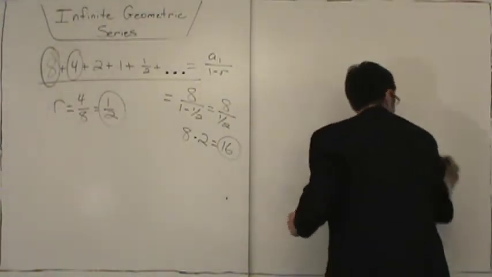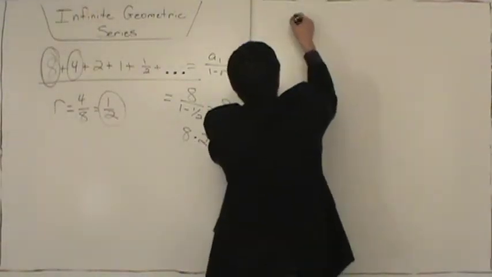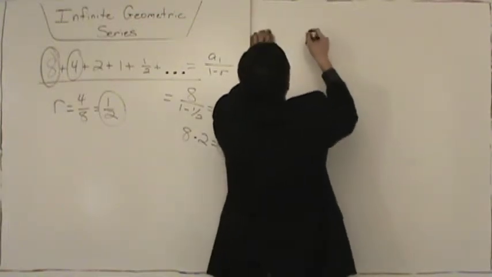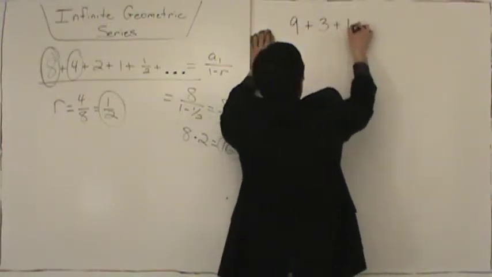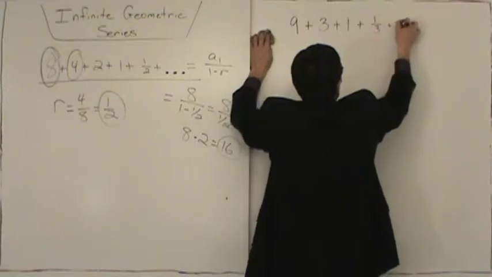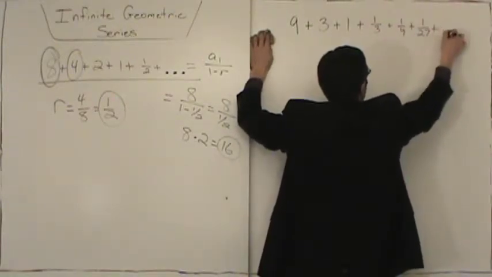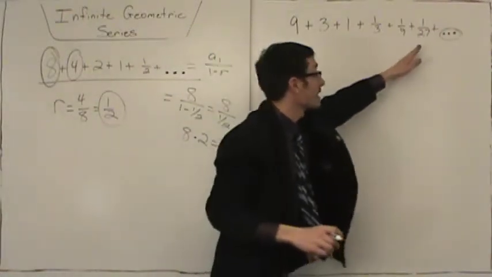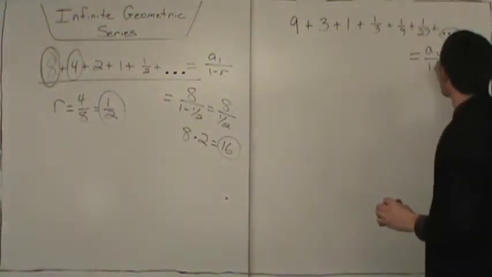First example. Here, let's do this. 9 plus 3 plus 1 plus 1/3 plus 1/9 plus 1 over 27 plus ... When you see the ... you're adding what? You're adding forever, and you have to use the formula. The formula is what? A sub 1 over 1 minus r.